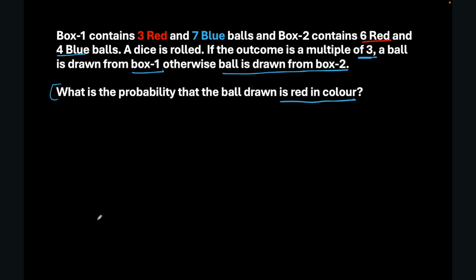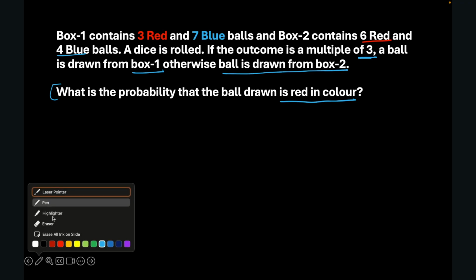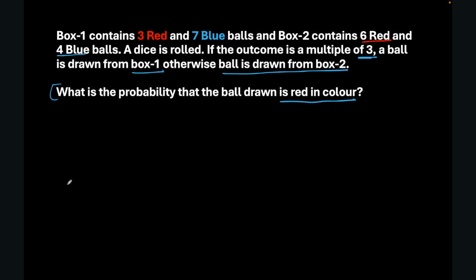Okay, so we have two situations. Normally, whenever you face such situational or conditional based questions, I would highly recommend that you start drawing a tree diagram. In this situation, we have two options, right? We decide whether to pick a ball from box 1 or box 2 based on whether we get a multiple of 3 or not.